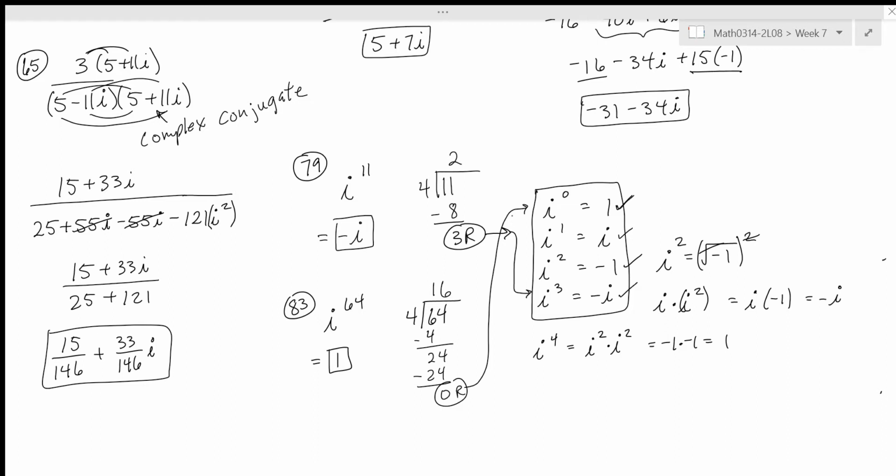Do y'all see how that works now? The remainder corresponds to the exponent in the chart. Okay, this is better than how I was taught originally. Because this is the easiest way I know of to do these problems.